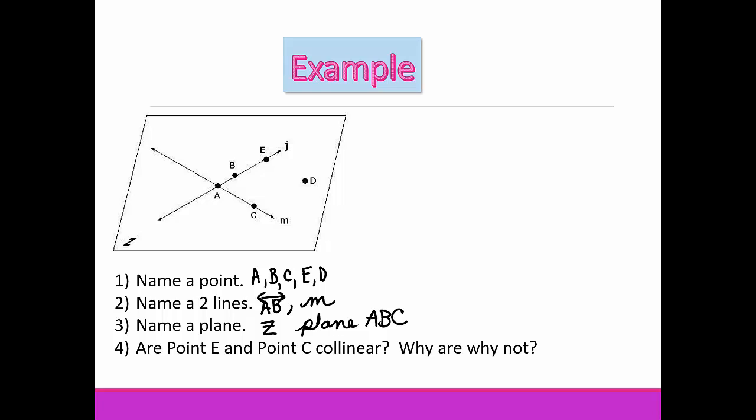Are points E and point C collinear? Remember, collinear is one of our vocabulary words. It means on a line together. So I'm looking at points E and C, and I actually could draw a line through them. So I'm going to say yes, E and C are collinear because they are on a line together.